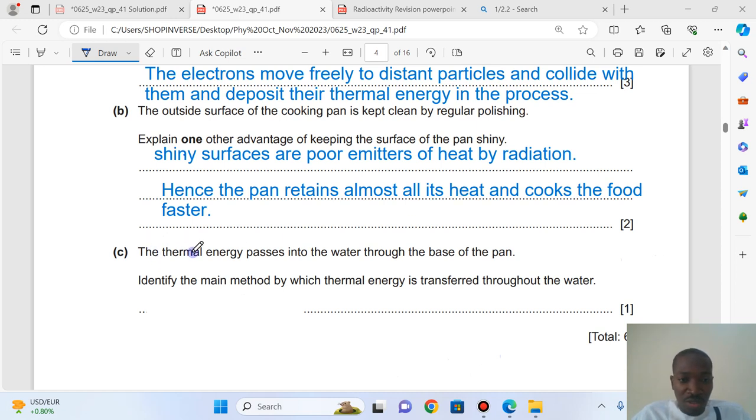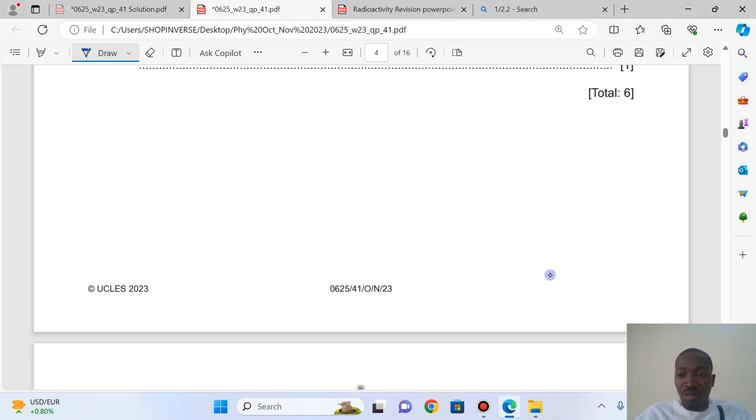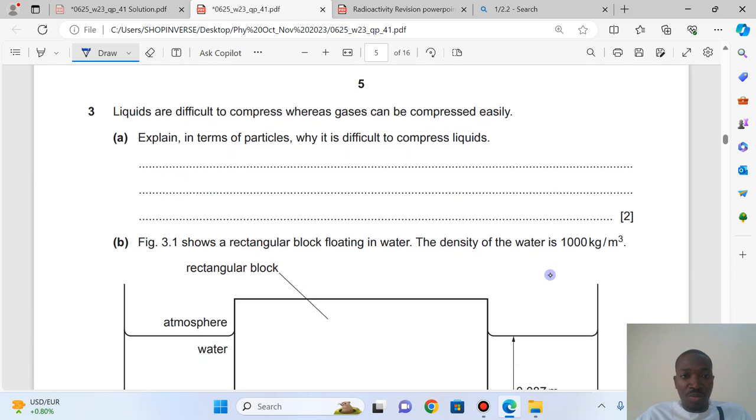The next part of the question: The thermal energy passes into water through the base of the pan. Identify the main method by which thermal energy is transferred throughout the water. Water is a liquid, and the method of heat transfer in liquids and gases is convection. So you put your answer there as convection. That's all. We go straight to question number 3.